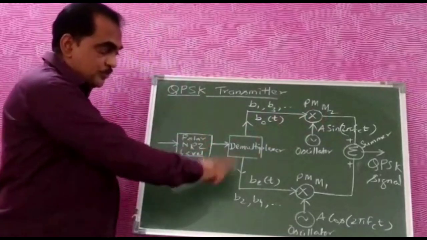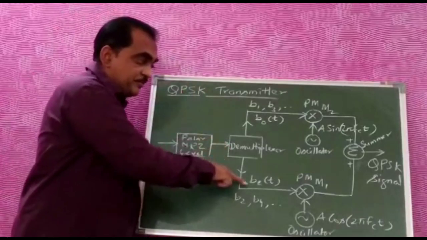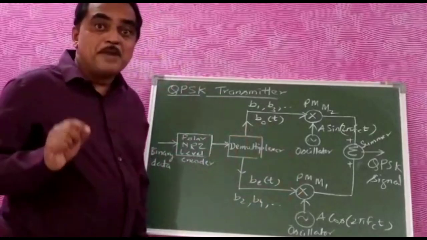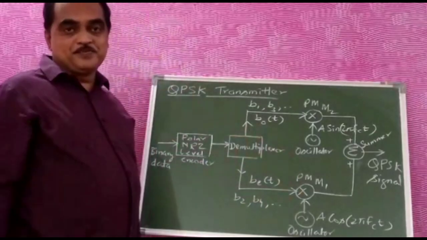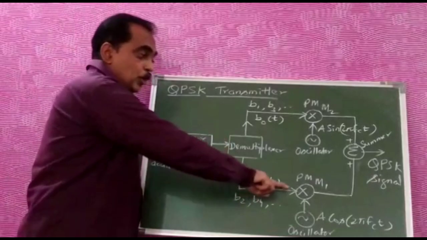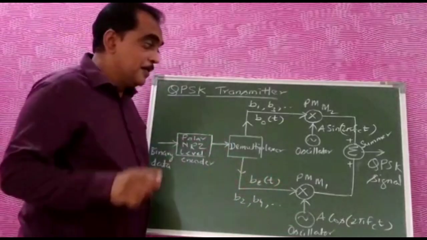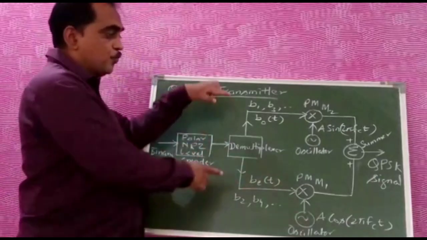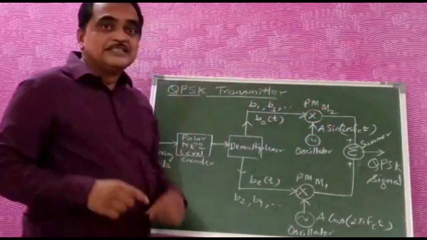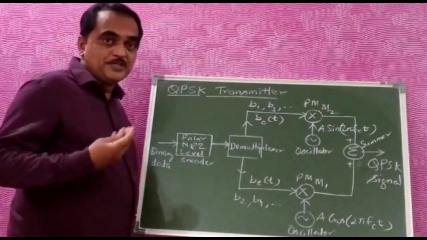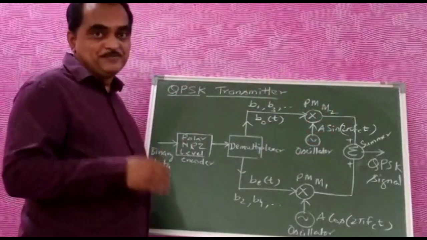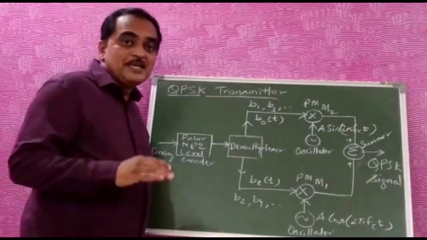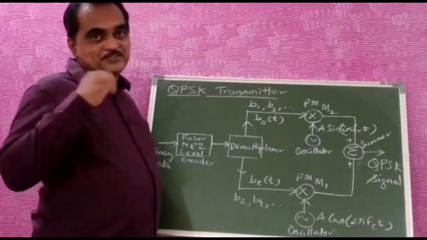Similarly, if you come to the down channel, if the bit which is entering here is 0, then the output of this modulator will be minus A cos 2 pi fct. And if the bit is logic 1, then the output will be plus A cos 2 pi fct. So, depending on which bits are entering, the sign, the polarity of the waveform, will vary. Either it will be plus or minus. In case of logic 1s, it will be plus, and in case of logic 0s, it will be minus.